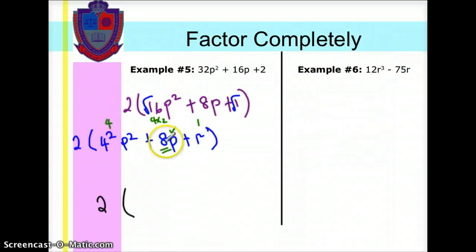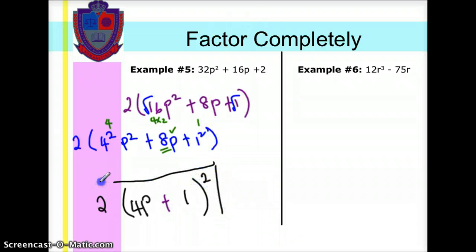So I'm going to go back here, and I know this is going to be 4p, and it's going to be 1 outside. Again, let me just rewrite this. Looks like 1 square. There you go. So what sign goes here? Whatever's in front of my b term, in this case it's a positive, and don't forget I have to put the square. That is what it means to factor completely.